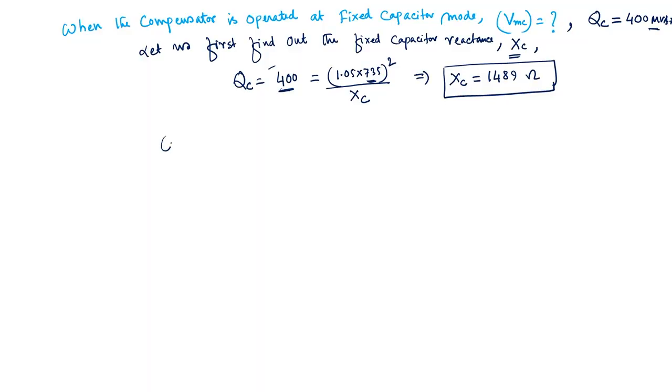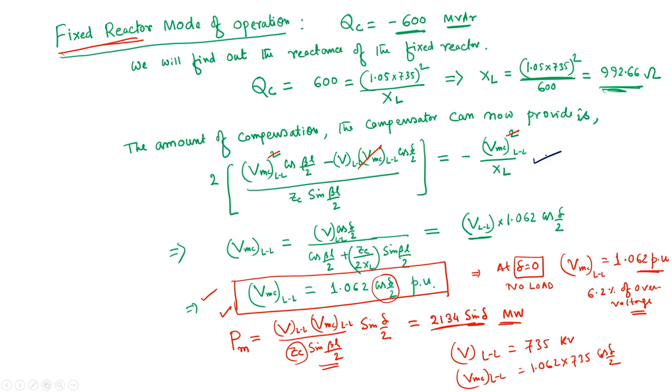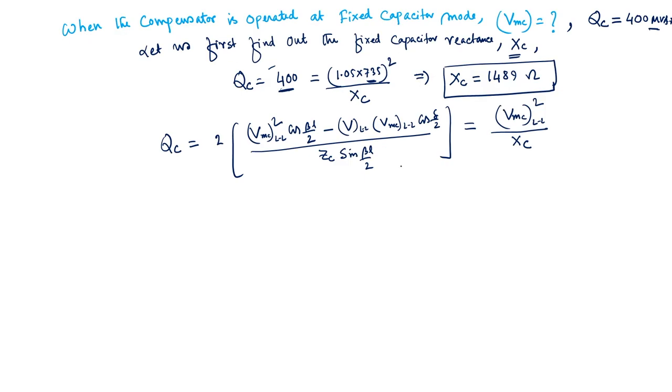Now, to do that, we know that QC is equal to twice VMC line to line square cos beta L by 2 minus V line to line multiplied by VMC line to line cos delta by 2 divided by ZC sin beta L by 2, that is what our expression of the compensator, is equal to this VMC line to line square divided by this XC. Okay. So, similar to this what we did in the previous part, instead of XL I just put it to XC and rest are same.